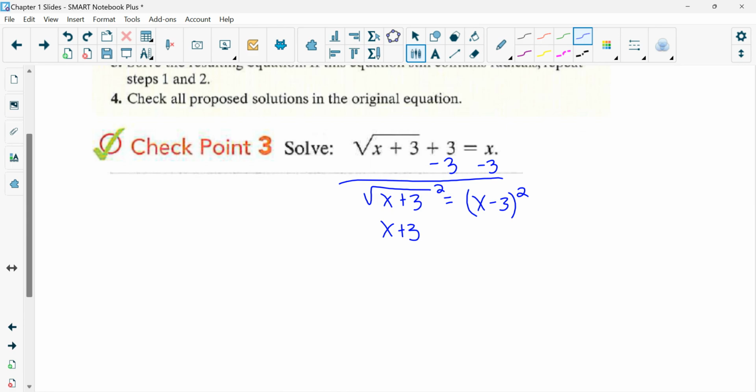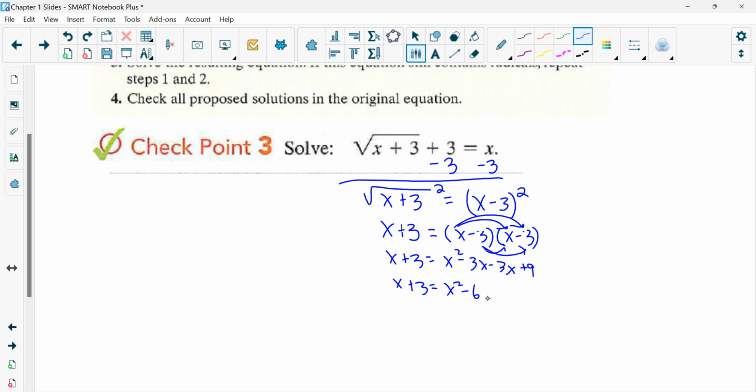So there's two ways we could do this. One way, remember, x minus 3 quantity squared is really x minus 3 times x minus 3. And then you can FOIL that right side. So we get x squared minus 3x minus 3x plus 9. So that would give us x squared minus 6x plus 9.